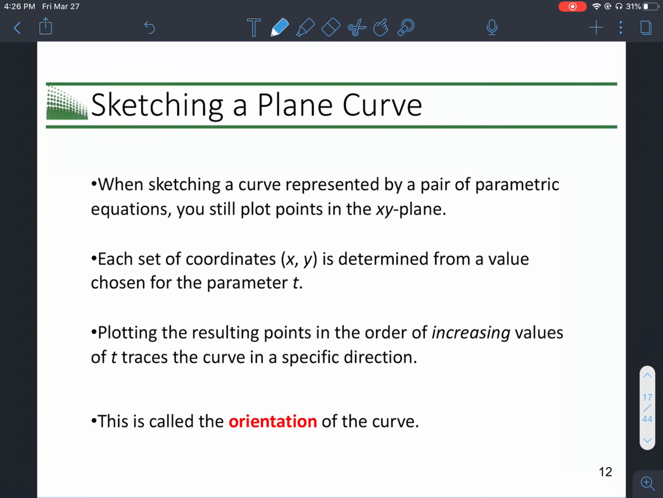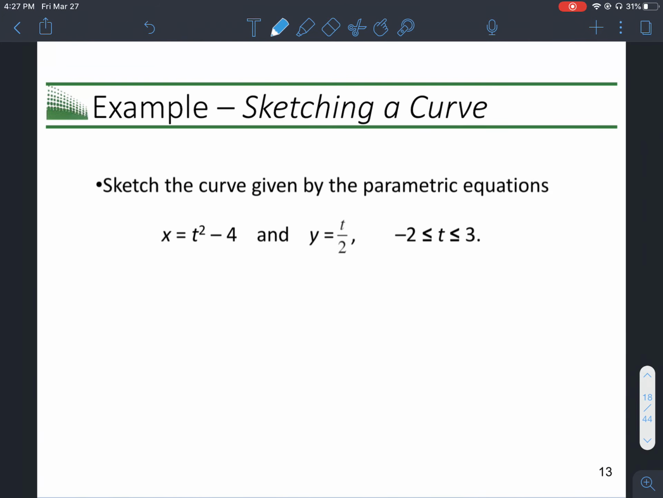Parametric equations and plane curves have a direction or an orientation that goes along with them. So going from left to right is going to be different than going from right to left. Going in a clockwise direction or a counterclockwise direction are going to be different from each other. So we match the order to the t values that are increasing. So t's typically start at 0. They do not have to.